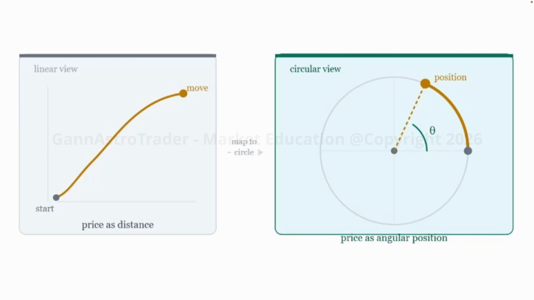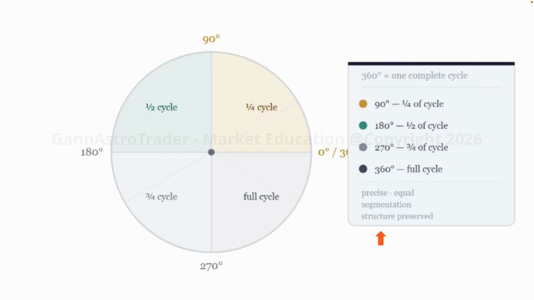A circle is divided into 360 degrees. Each degree represents a position within the cycle. This division comes from a highly structured numerical system that allows precise measurement and equal segmentation. Because of this, a cycle can be broken down into meaningful parts without losing its structure. Now, imagine mapping movement onto this circle. Instead of viewing price as a linear change, we begin to see it as progression through a cycle.